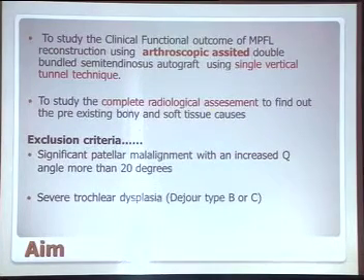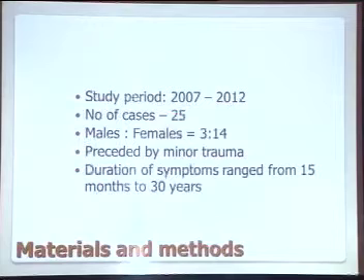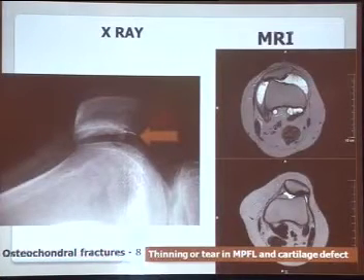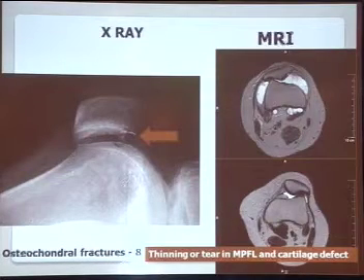bony and soft tissue causes for the patellar instability, and also to study the clinical functional outcome of MPFL reconstruction using arthroscopic assisted double bundle gracilis semitendinosus autograft with a single medial tunnel technique. The total number of cases is 25, and most of them are females, usually preceded by minor trauma, with symptoms ranging from 15 months to 30 years. X-ray helps in finding osteochondral fragments; in our series, we had 8 cases. MRIs were done in all the cases.